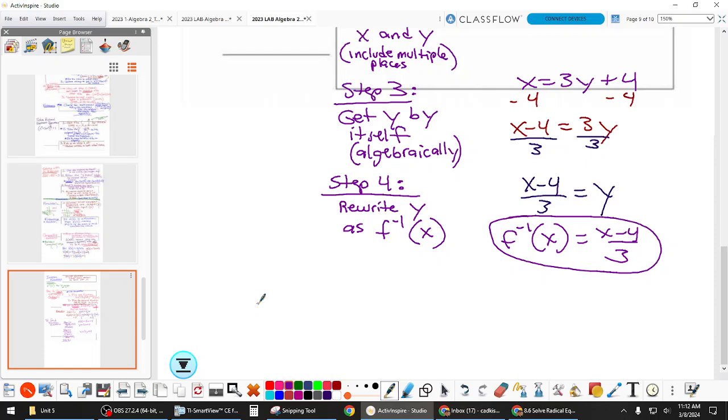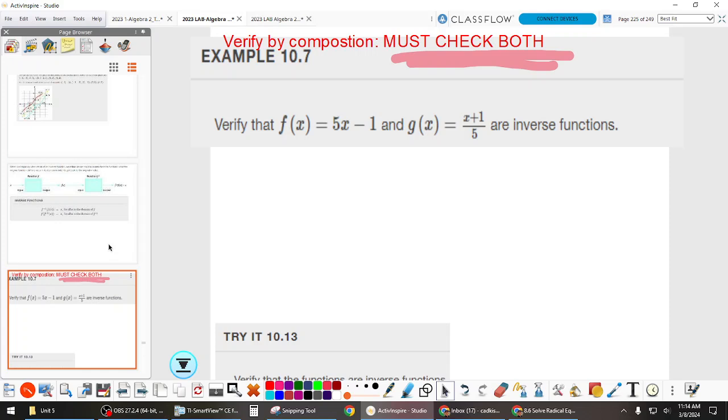So let's go try some examples. You read it up, you can apply. Yeah, I'll read it. So go ahead and write this. Verify that f of x equals 5x minus 1 and g of x equals x plus 1 over 5 are inverse functions. So it's telling us to verify that they are. So grab your notes so you can follow the recommendation there.